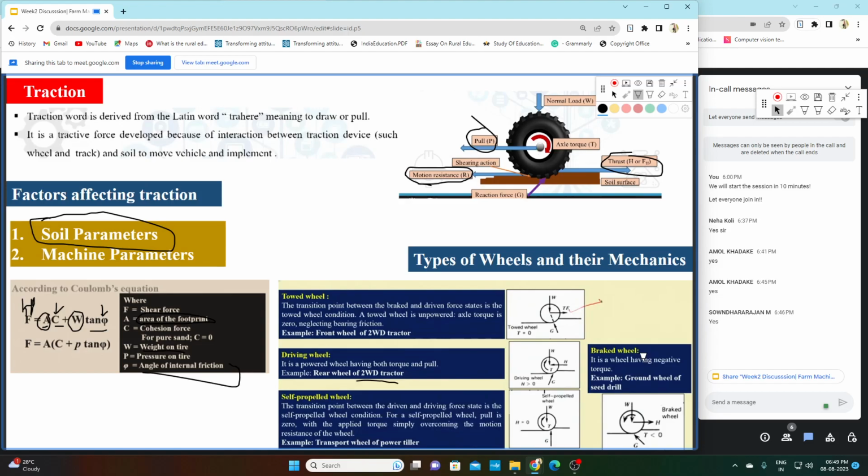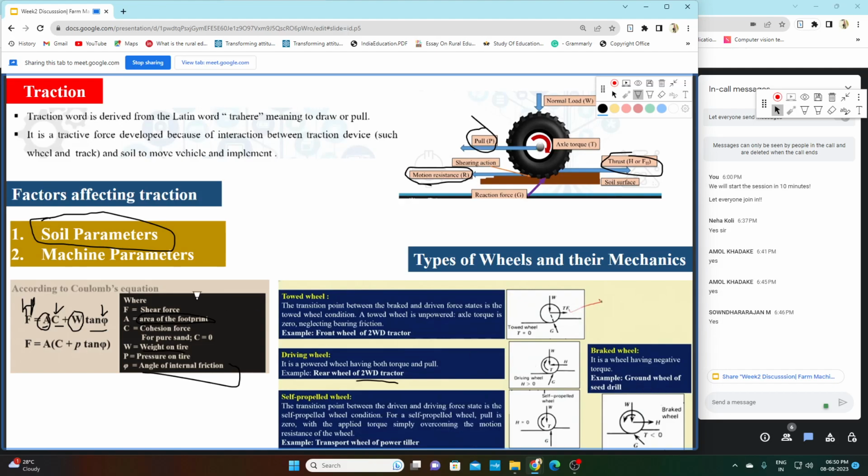In case of a braked wheel, there is torque, there is pull, but the torque is acting in the opposite direction. One example of a braked wheel is the ground wheel of a seed drill. A seed drill is an implement that we will learn in the coming class. In this seed drill, the wheels will be moving in the opposite direction, or torque is less than 0. Torque is in the opposite direction to the motion.